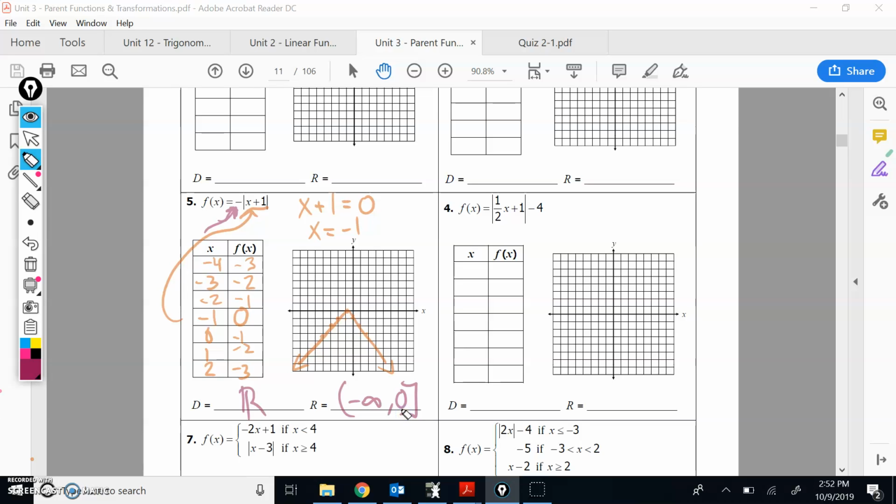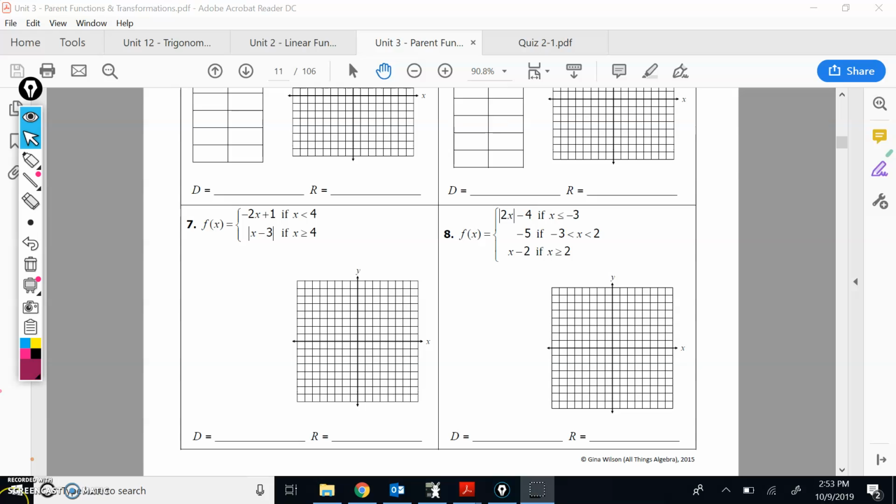It's not always going to end at 0 or start at 0. If you try number 4, it would be a different range. It's just the examples that we've done so far. Numbers 7 and 8 are both piecewise functions. I'm not going to do this right now. It might take too long. We'll definitely start it in class, so we will skip that.